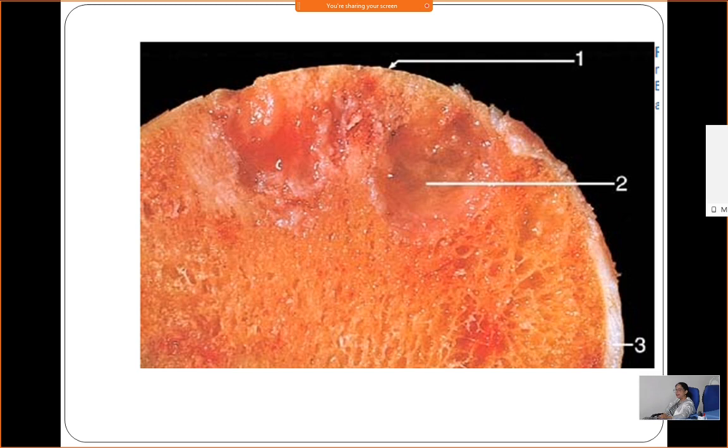So basically in osteoarthritis, the disease is due to wear and tear and due to loss of cartilage.